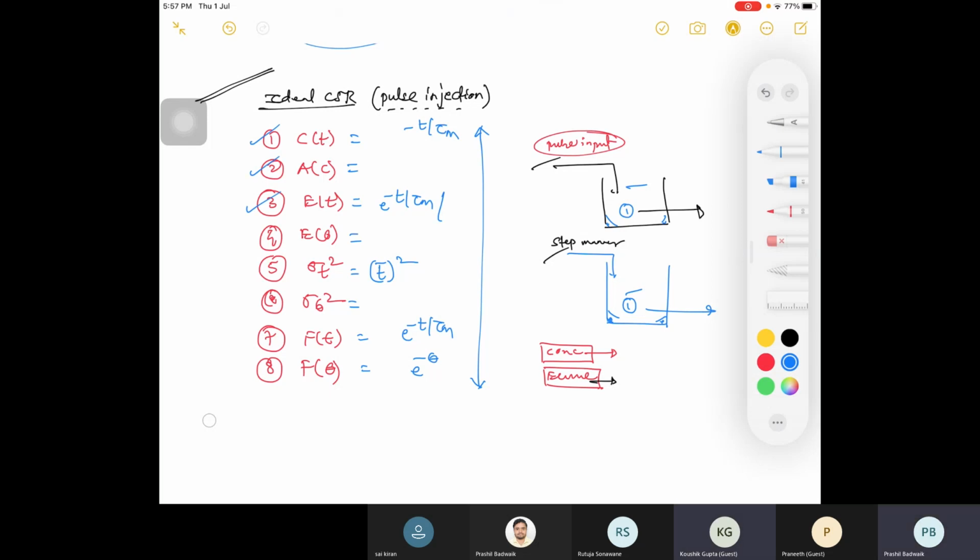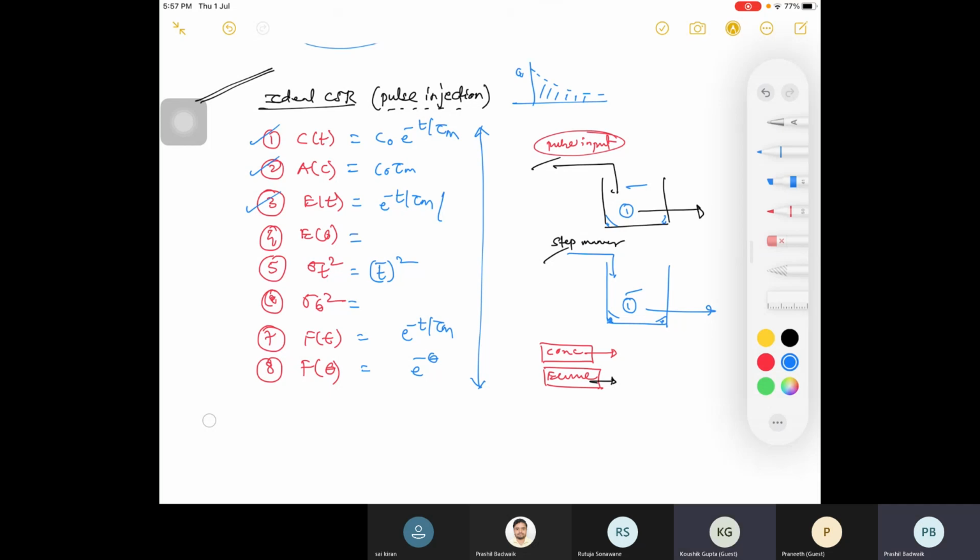C of t is equal to C naught into e power minus t by tau m. And your curve will start from C naught and decrease exponentially. And what is your area under the curve? Area under the C curve is C naught into tau m. We calculated C naught into tau m by integrating this C curve over time. Then what is your E(t)?